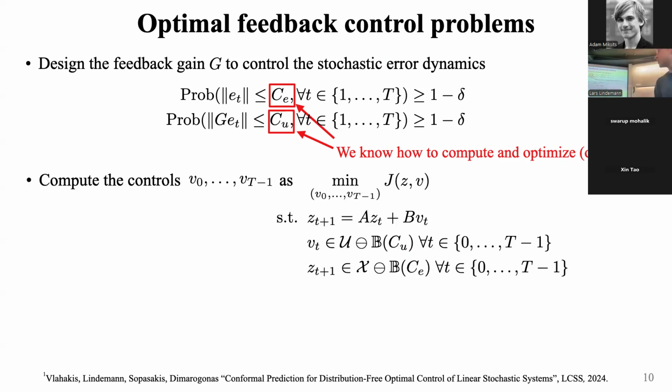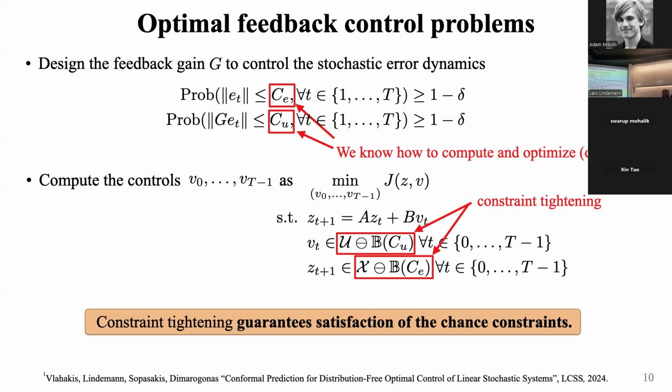Okay. And then we went ahead and we still had to compute these feed forward terms for the deterministic system. And that's what we did by this open loop problem where we minimize the cost function subject to our deterministic linear dynamics and subject to input and state constraints. And here, importantly, we need to tighten these input and state constraints by the size of the statistical regions that we computed before. Okay. So we do constraint tightening here again, and by doing this constraint tightening, we are guaranteed to satisfy the chance constraint that we did before.